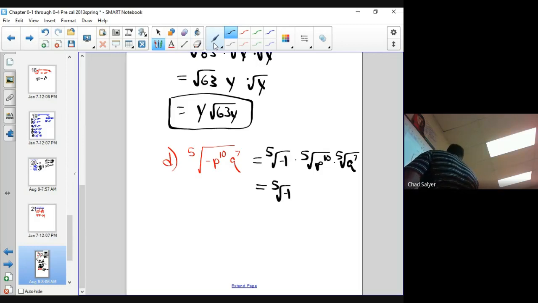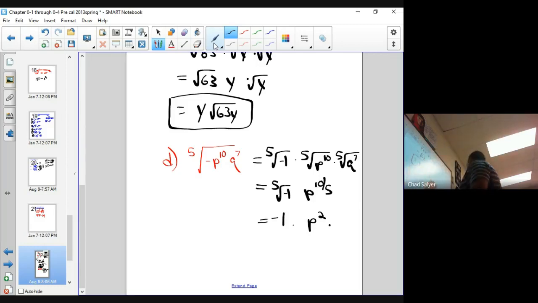Well, actually, yeah, we can. Because the fifth root of -1 is -1. You put that in your calculator. All right, and then the fifth root of p to the 10th power is going to be p to the 10 over 5, which is p squared. Odd, even, no need for absolute values here.